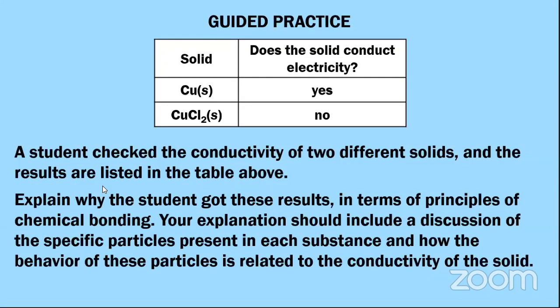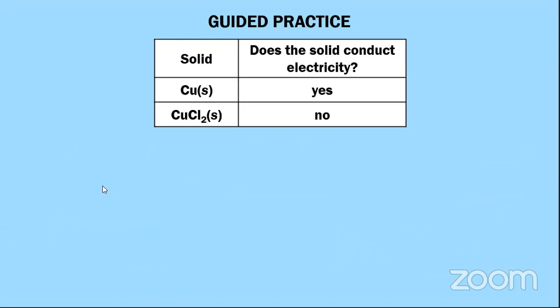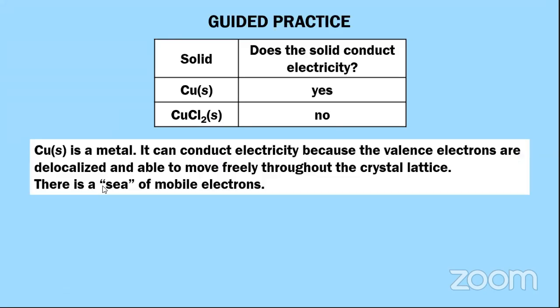It's kind of like saying, why is potassium larger in size than sodium? Your answer cannot be because it's located further down on the periodic table. You have to be more specific and talk about what's going on in terms of energy levels and particles and such. All right, so we know that copper is a conductor of electricity and copper chloride is not in solid form.